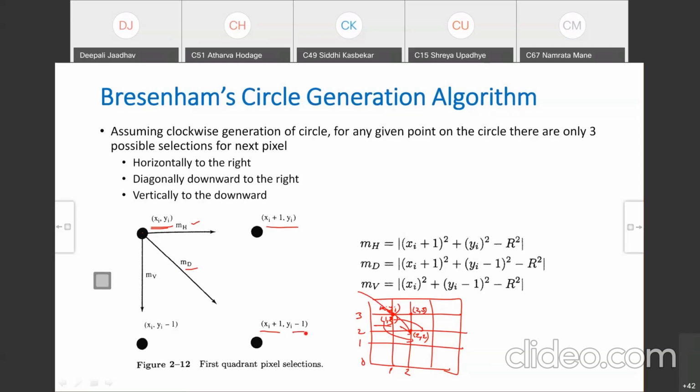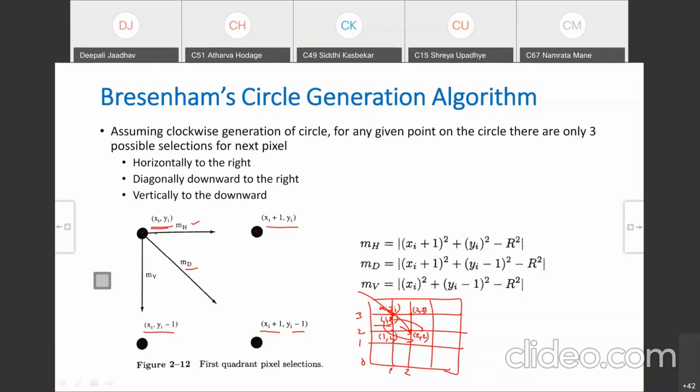And the next one, if we want to select this point, is move vertically. Move vertically means the point is here, 1, 2. So x remains as it is, y decreases by 1. So it is xi, yi minus 1. These 3 points are very important. Why? Because in the circle generation algorithm, we select any one of these points as the next point.